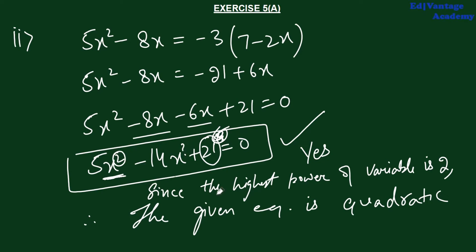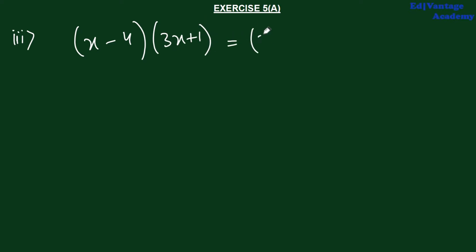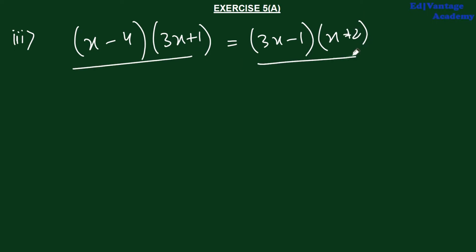That will be counted. Okay, third part I'll do. Third part, so it's (x minus 4)(3x plus 1) is equal to (3x minus 1)(x plus 2). So you can see on the left hand side there are two brackets in multiplication, and on the right hand side two brackets are in multiplication. So how do we multiply this? x into 3x, then x into 1, 4 into 3x, and 4 into 1. That's how we do both the sides.